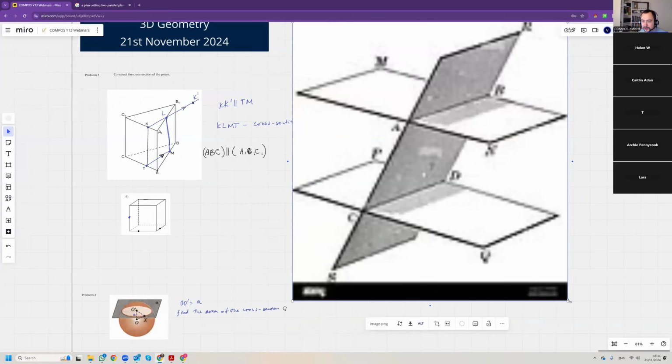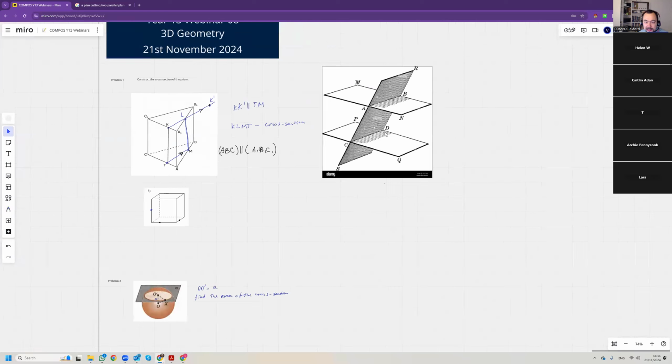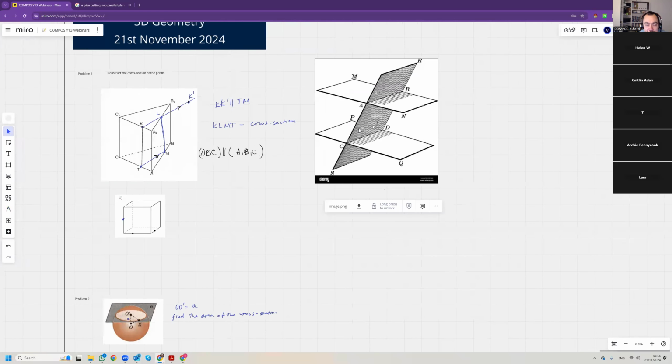Okay, slightly better picture than the one that I have drawn. So yes, if you have two parallel planes and a third plane cutting two parallel planes, then the two lines of intersection would be parallel. So AB is parallel to CD. The same way, here we have KK1 is parallel to TM. And then KK1 meets A1B1 at point L, and that's our cross section. Okay.